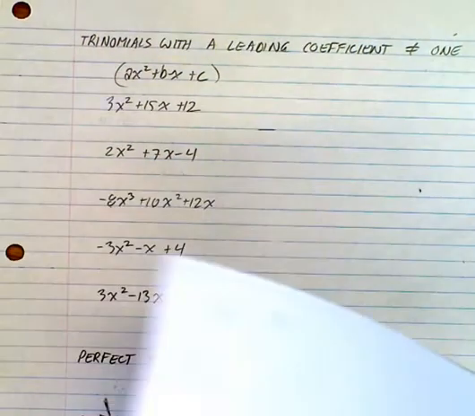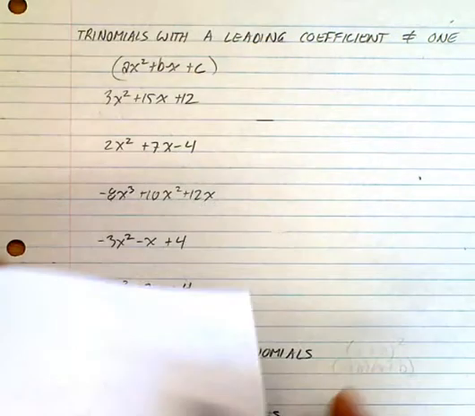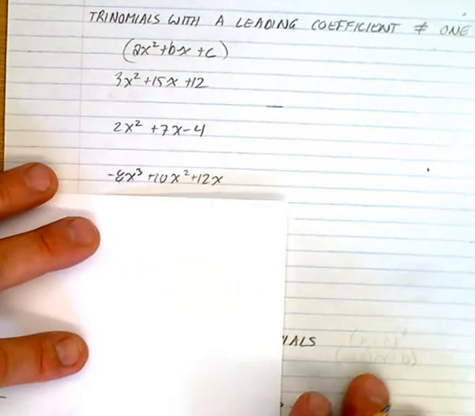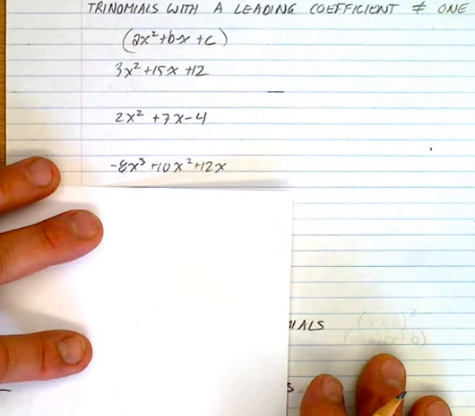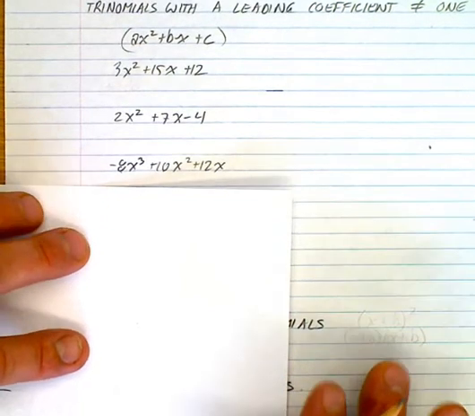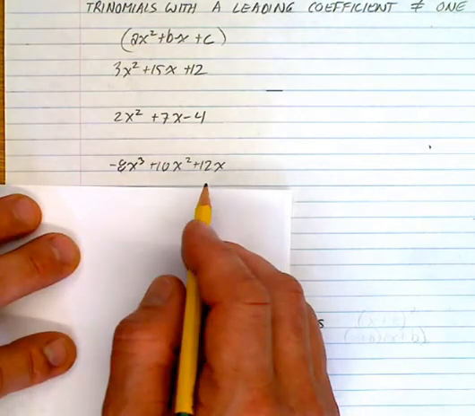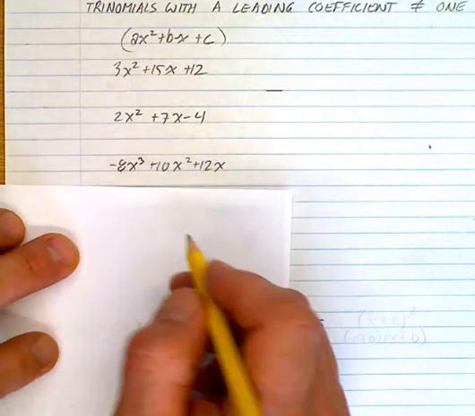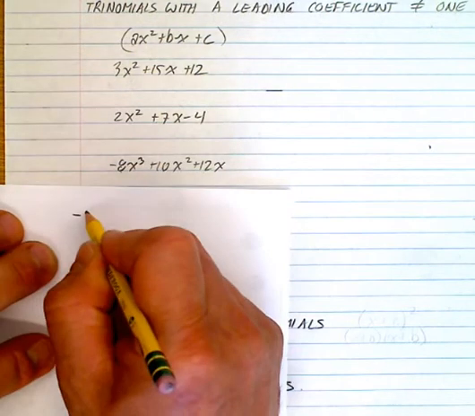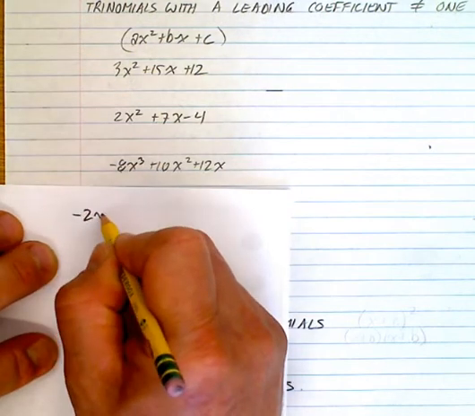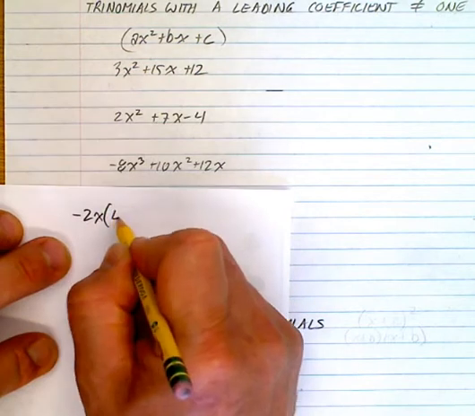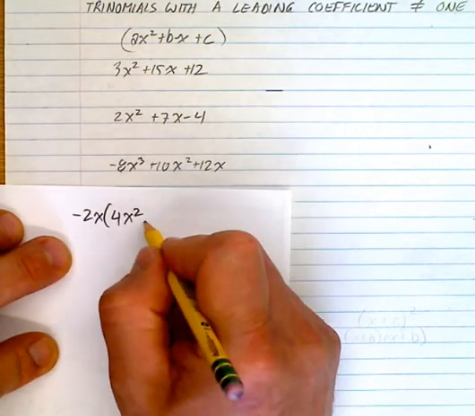Let's have a look at another one here. This one is a little trickier again. It's got a bunch of stuff there. Hopefully you can see you can take out something first, right? There goes the bell. So minus 2x, let's take that out. You're left with 4x squared minus 5x.